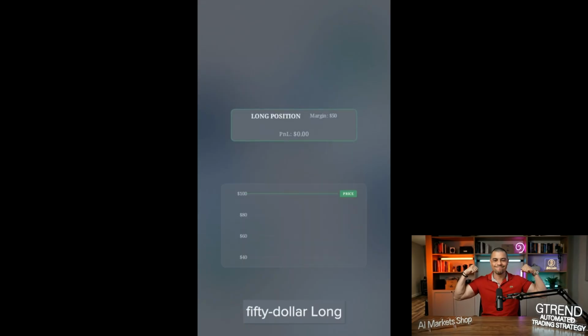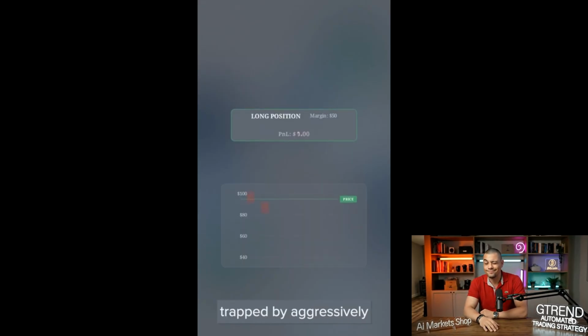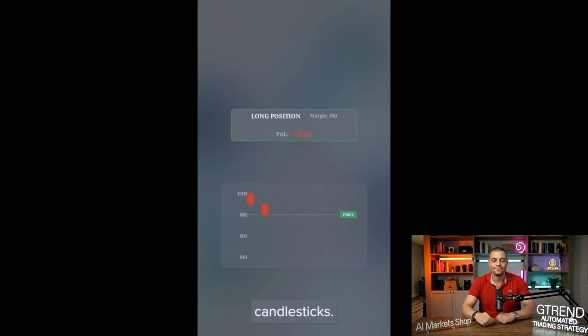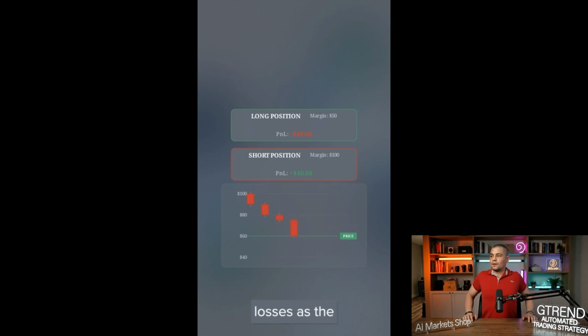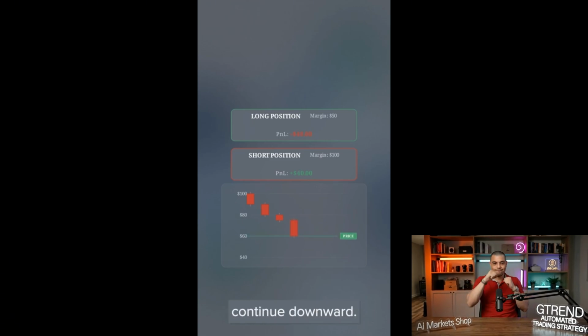Take a primary $50 long position, suddenly trapped by aggressively dropping bearish candlesticks. When an adverse momentum shift occurs, the system executes a counterbalancing $100 short position directly into the trend. The $50 long is left trapped right where it is, bleeding paper losses as the bearish candles continue downward.